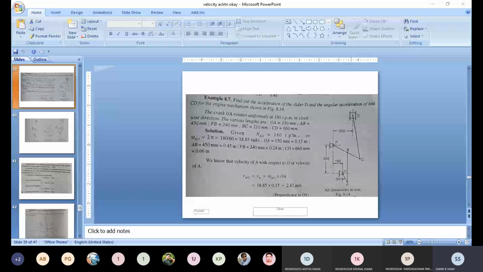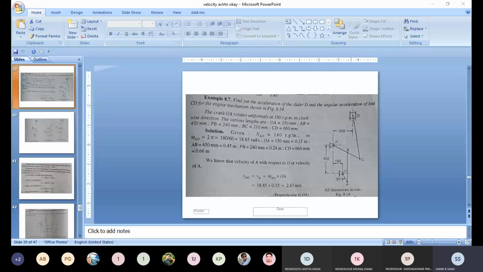Find the radial part of AO, AB, the radial part of BP, and the radial part of DC. We have the equation for all the radial parts, that is the square of the velocity of that link divided by the length of that link in meter. If we talk about the radial part of AB, at that time it is V square AB by AB.